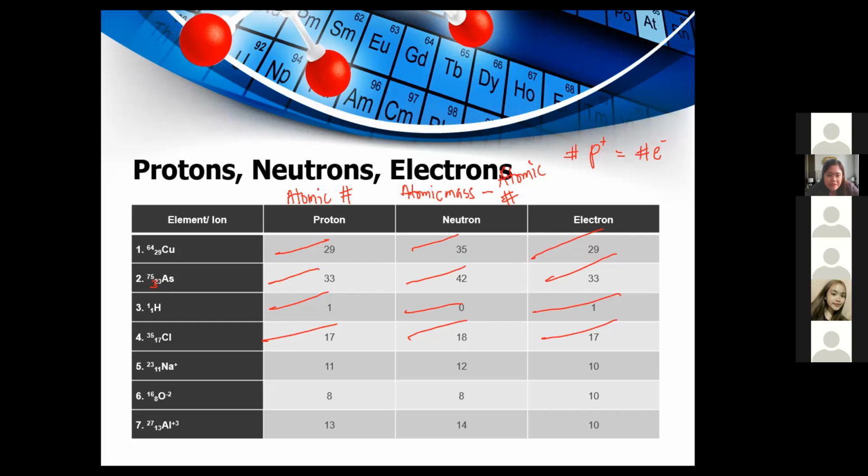For number 5, we have class A charge. So this becomes now 23 11 sodium. So for positive 1. Okay, may charge siya. Pag na-charge, only the number of electrons will change. The protons and the neutrons will remain the same.